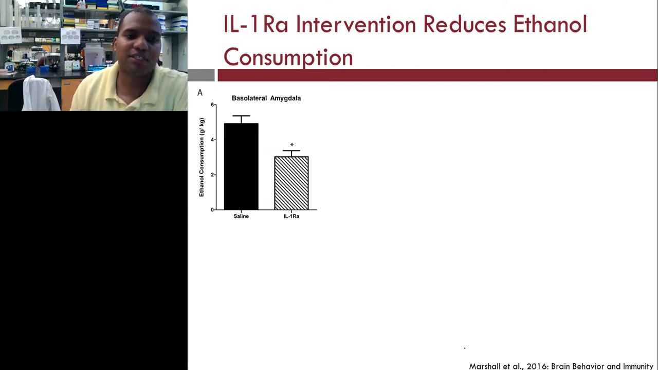When we did the same thing in the central amygdala, where there were no changes in IL-1 beta, we did not see any changes in ethanol consumption or the blood ethanol concentrations.